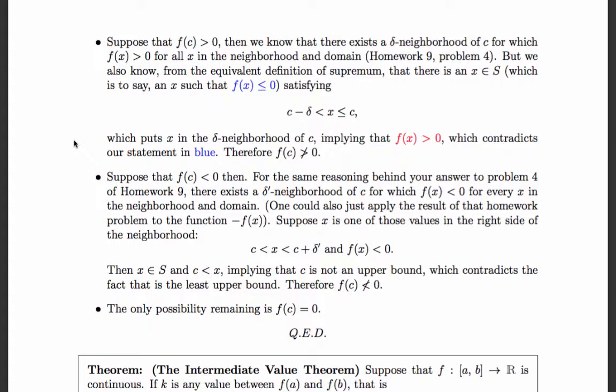Well, that can't be, because if x is in S and greater than c, c can't be an upper bound for S. But remember, c is by its very definition an upper bound. So it's not possible that f of c is less than 0. The only remaining possibility is that f of c equals 0. And we've proven our result.